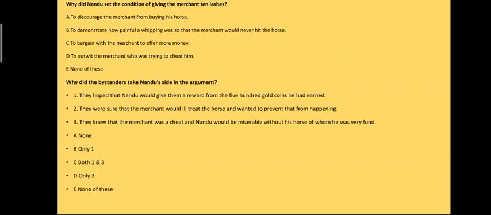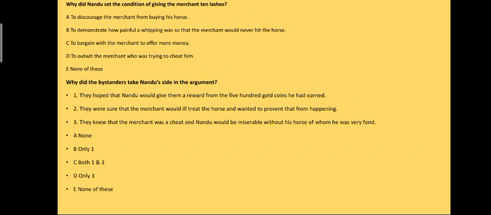Next question. Why did Nandu set the condition of giving the merchant 10 lashes? And the answer is that he wanted to outwit the merchant who was trying to cheat him. So our answer will be D part.